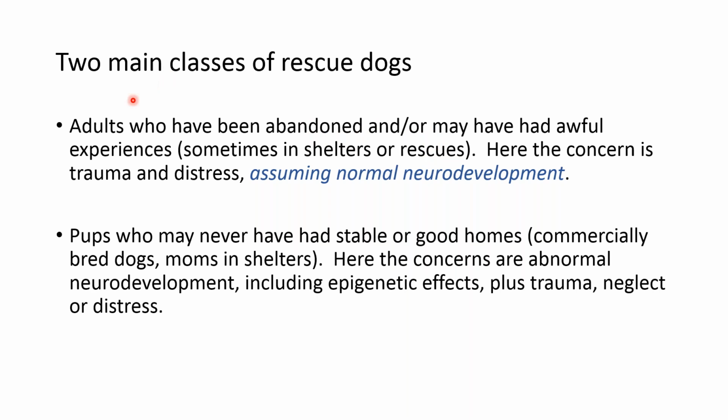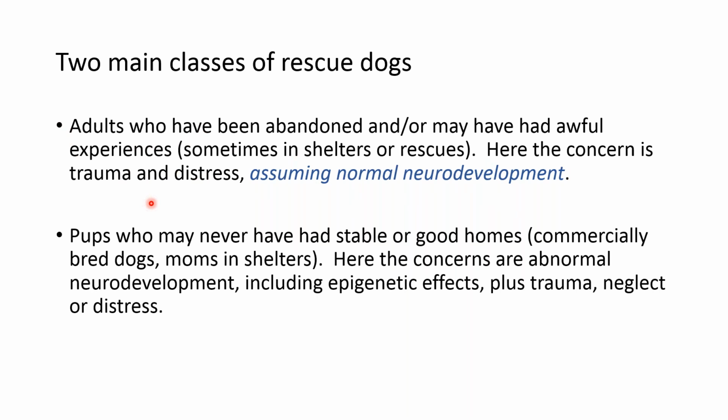We have adults who have been abandoned or have had awful experiences, and sometimes they were dumped in a shelter or rescue. Sometimes they were found on the street. Sometimes tragedies happened. There was a flood. There was a fire. There was an earthquake. They end up in shelters. Here, the concern is that these individuals probably had normal neurodevelopment. That's our assumption. But that they had something bad happen to them.